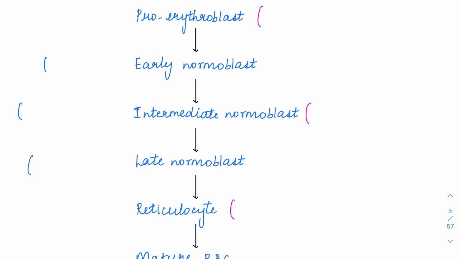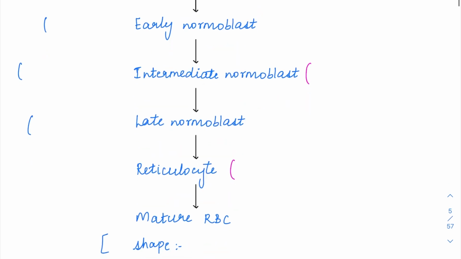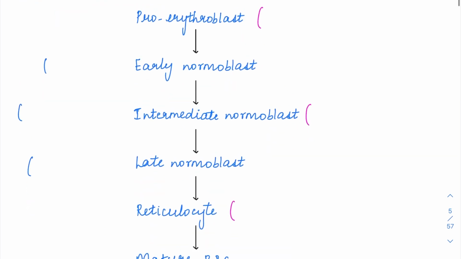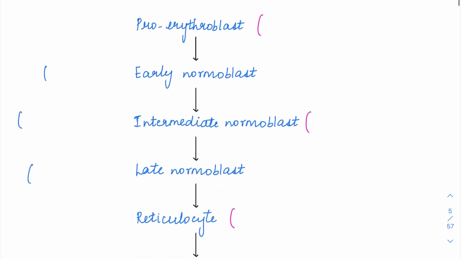Okay. So the pro-erythroblast is then going to form an early normoblast, then an intermediate normoblast, then a late normoblast, which will then form the reticulocyte and the mature RBCs. So this is the series of erythroid production. So the pro-erythroblast is the first cell, which is a blast. Okay. So this first cell is going to be also containing the hemoglobin. So the first cell to contain hemoglobin is the pro-erythroblast.